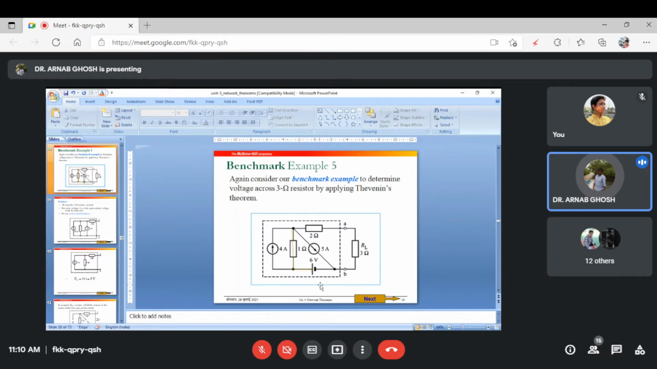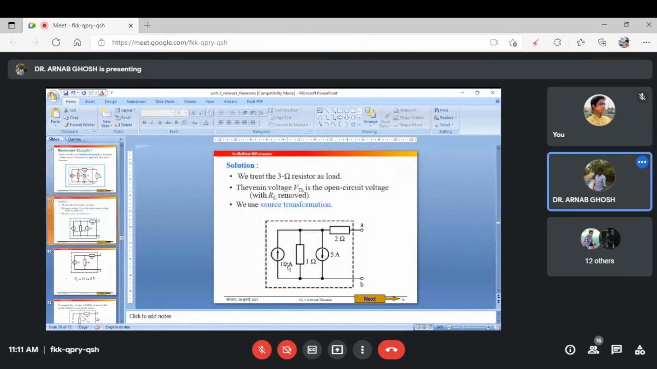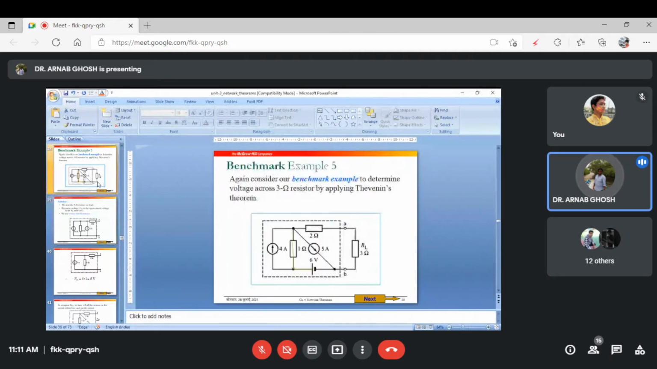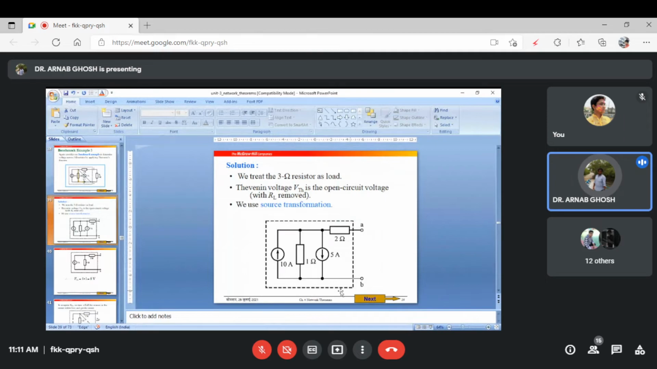So what are these two becoming? 6 volt divided by 1 ohm. So what is the current? 6 ampere with the resistance in parallel, right? So 6 ampere and 4 ampere. What is the total current becoming? 10 ampere. So these two are making up 10 ampere with the 1 ohm in parallel. Again, the 5 ampere with 2 ohm in parallel. See, by using source transformation, we are getting this. Is this clear? Yes, sir.